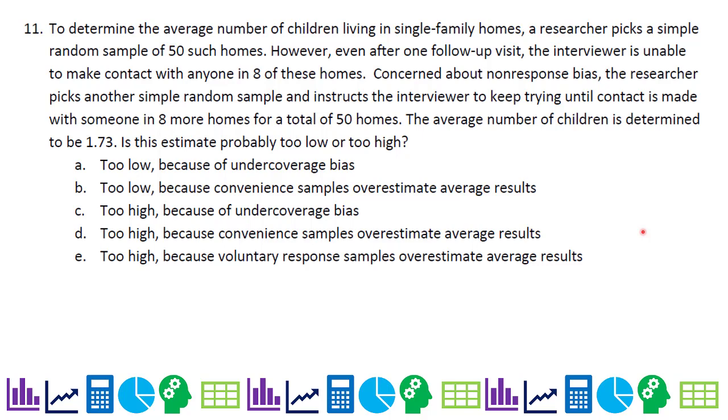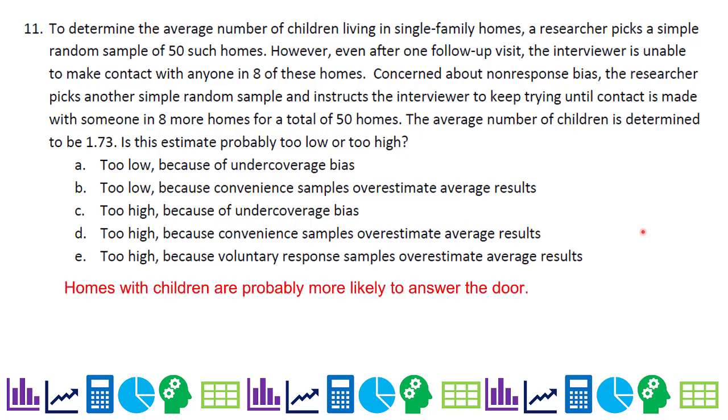Number 11, to determine the average number of children living in single-family homes, a researcher picks a simple random sample of 50 such homes. However, even after one follow-up visit, the interviewer is unable to make contact with anyone in 8 of these homes. Concerned about non-response bias, the researcher picks another simple random sample and instructs the interviewer to keep trying until contact is made with someone in 8 more homes so that he has his sample of 50 homes. The average number of children is determined to be 1.73. Is this estimate probably too low or too high?